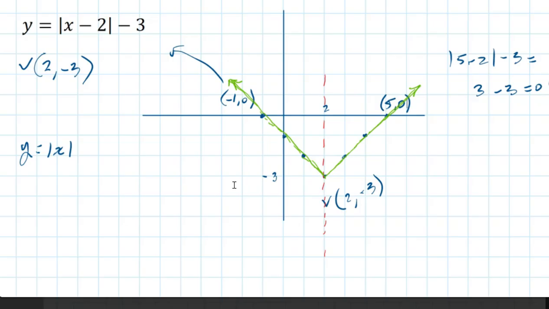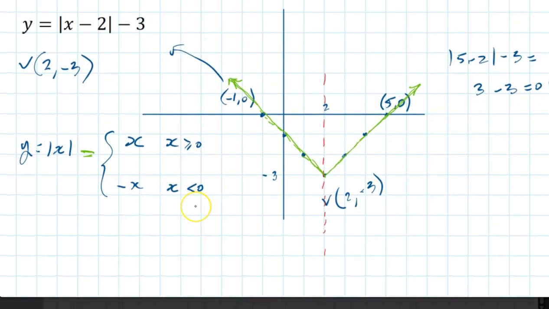Now, here's a question for you. We have positive x or negative x. This is when x is greater than or equal to 0. This is when the value of x is less than 0. That means you're actually drawing two different straight lines. One is for the positive value of x, one is for the negative value of x. So what are the two piecewise equations that represent this absolute value function?